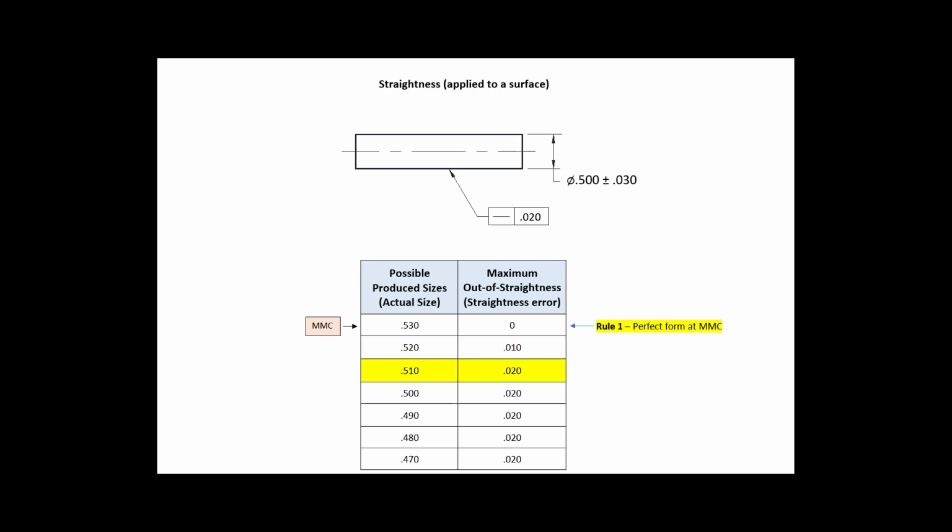When our part is produced to an actual size of 510 thousandths, we can use the same method to calculate a difference of 20 thou. When our part is produced to a size of 500 thousandths, the difference in our MMC and actual size is 30 thousandths. But because we have a flatness tolerance of 20 thousandths specified, we cannot exceed that value. Therefore, our maximum straightness error is contained at 20 thousandths. The same is true for the other size variations listed.